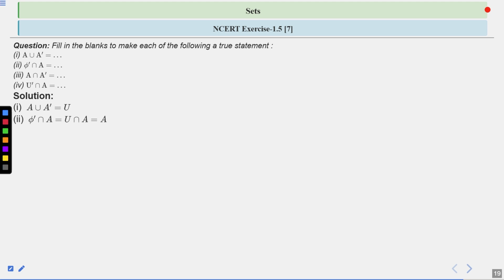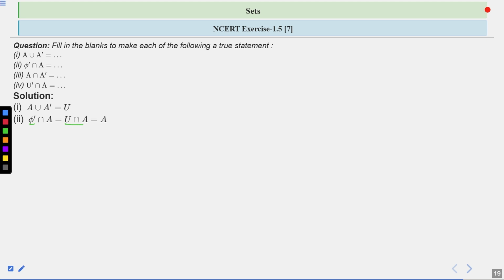Okay. Now for the second, phi complement intersection A. First of all you must know about phi complement. So what is phi complement? It is the universal set itself. So now the question is to find U intersection A.